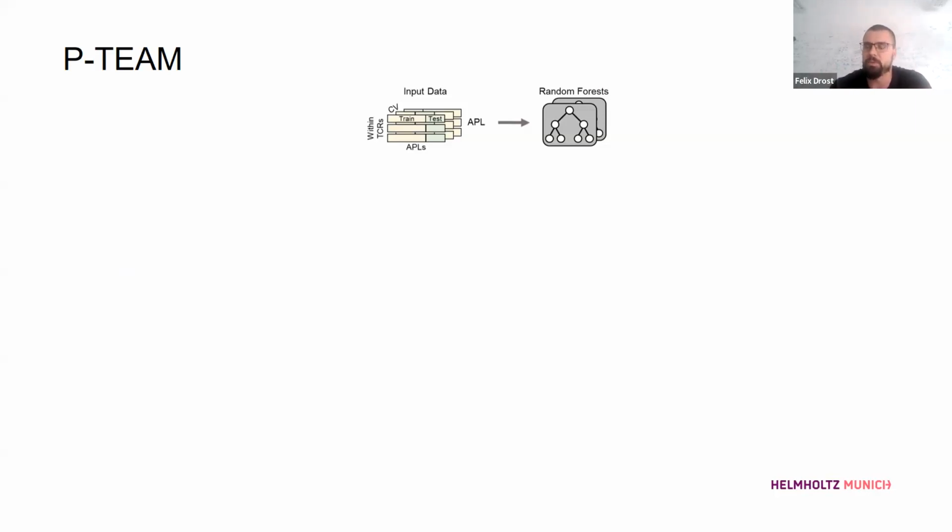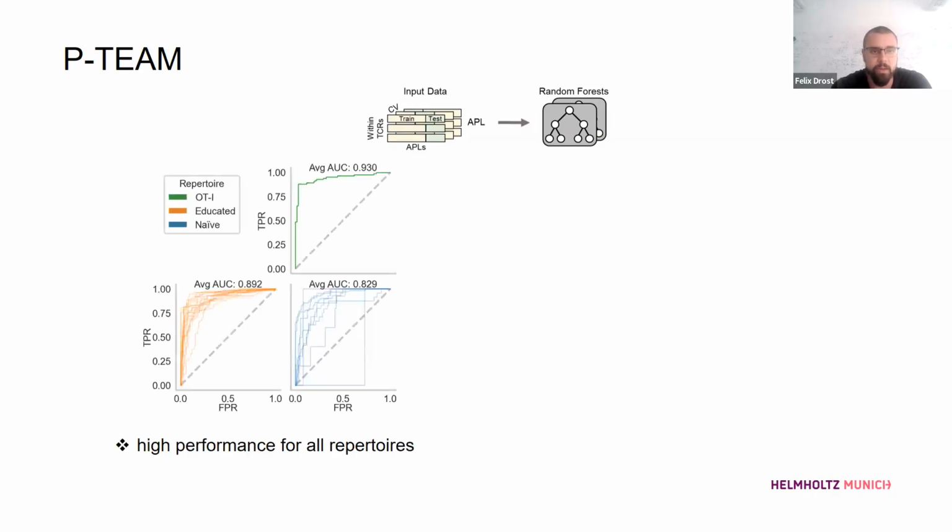And as input data, we provided the epitope sequence, where we represented each amino acid via a set of physiochemical properties, the so-called Atchley factors. And this worked remarkably well. So especially for the educated repertoire and the OT1 receptor, we were able to achieve a performance of 90% in the AUC. And for the naive repertoire, we were also getting an AUC of a little bit above 80%.